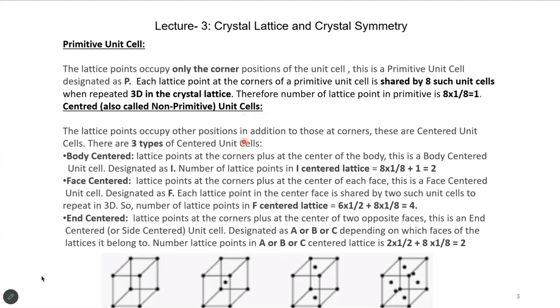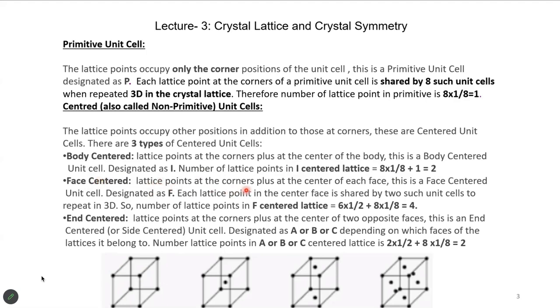So a body-centered lattice means that all the corner points of the unit cell are filled with a lattice point, plus another lattice point in the center of the body. That makes the total number of lattice points in a body-centered lattice 2. And we designate the body-centered lattice with the capital letter I.